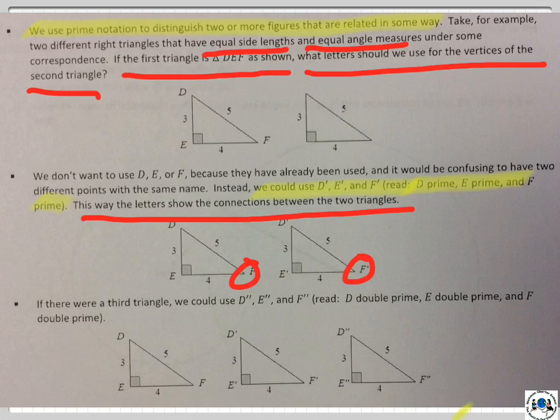We use this prime notation because they're two separate triangles. Now, if you had a third, it says right here you could use a double prime: D double prime, E double prime, F double prime. So all of these are equal or identical triangles, using prime notation.